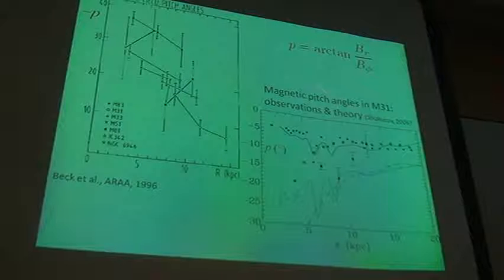For example, this diagram shows magnetic pitch angles in M31, the Andromeda Nebula, the nearby galaxy. These points with error bars are observed pitch angles. Now it's P itself, so it's negative, right? Because the larger the radius, the smaller the magnitude of the pitch angle. And these curves and dots represent different models. Of course, there is always a range of models.